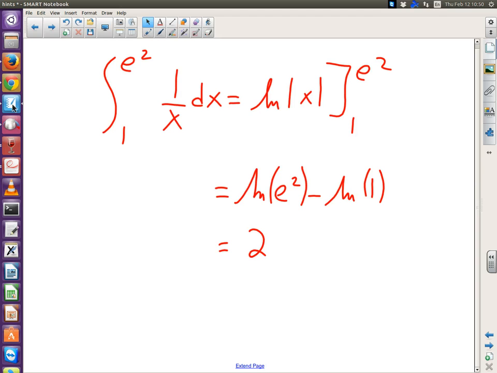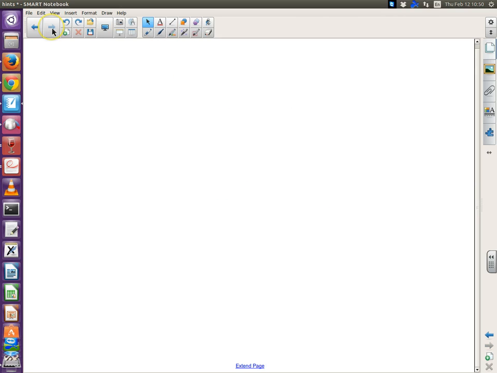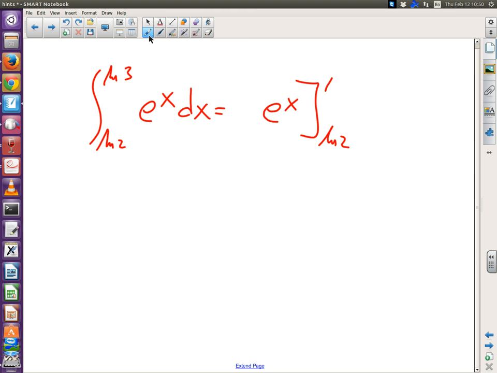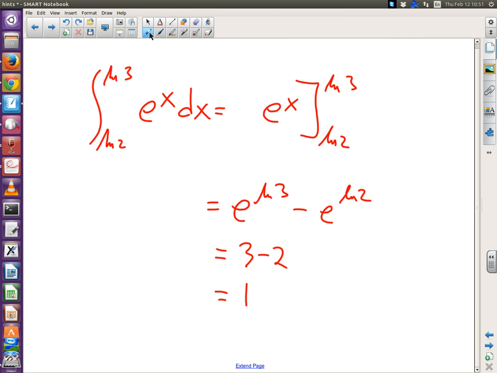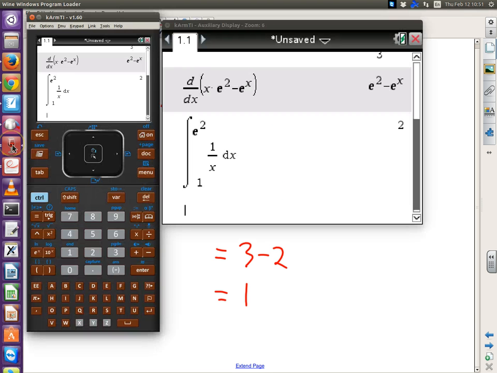This should not be new stuff, really. What if I want the definite integral from ln of 2 to ln of 3 of e to the x dx? So that's silly because we know that the antiderivative of e to the x is e to the x, because the derivative of e to the x is e to the x. And if you plug in ln of 2 and ln of 3, by the fundamental theorem of calculus, you plug in ln of 3 first, then subtract and plug in ln of 2. But don't forget that e to the ln of 3 is just 3, and e to the ln of 2 is just 2, so you get 1. That's sort of silly, but let's try it, just for practice.